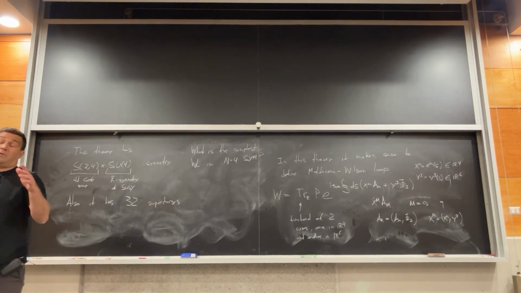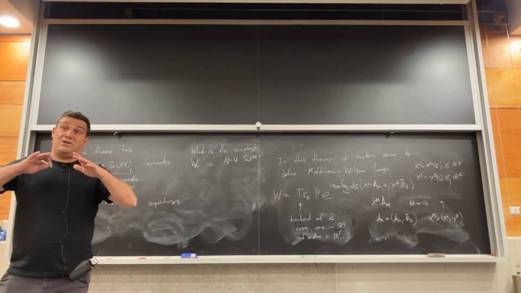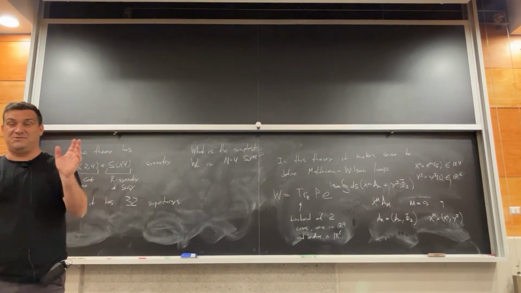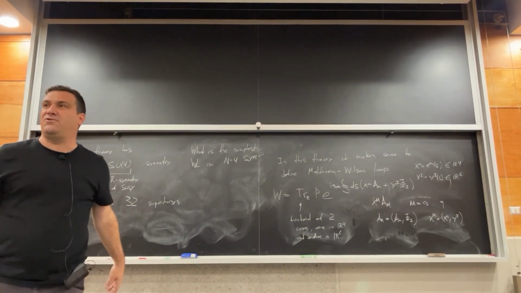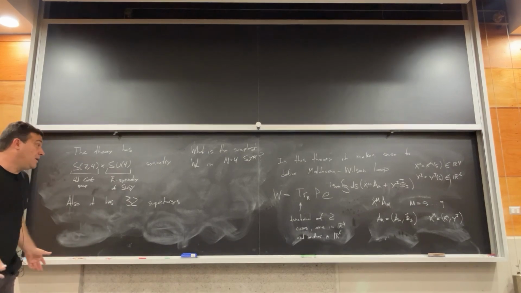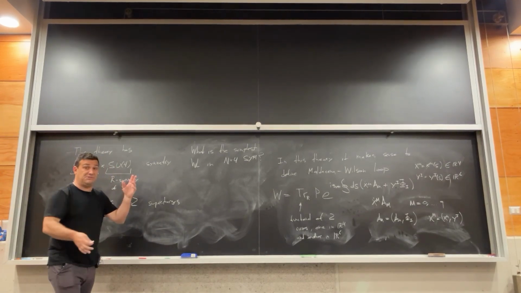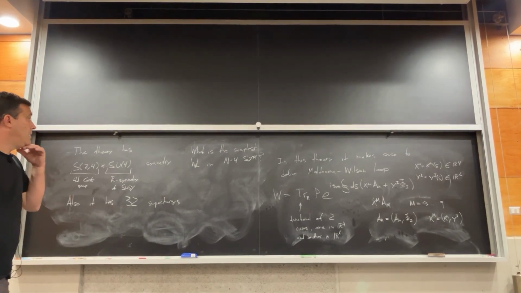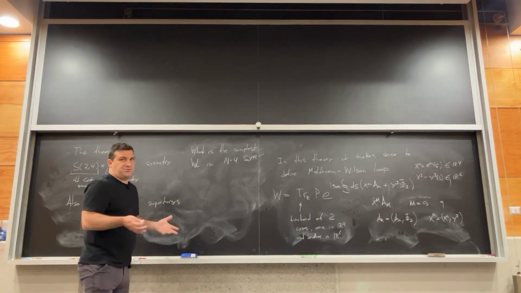So for QED or not for QED, for Maxwell, we computed it exactly for any curve, right? I didn't specify the curve there, I just used a trick. I could compute it for any curve. That's not going to be possible here. This is no longer a free theory, so my Gaussian integral is not available anymore. So, okay, let's think in terms of symmetries.